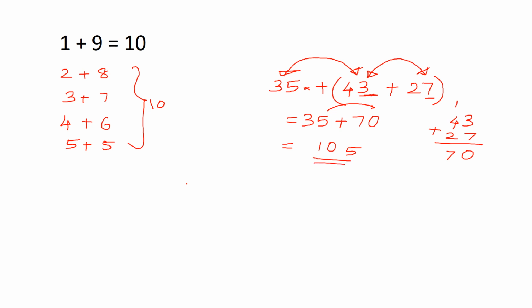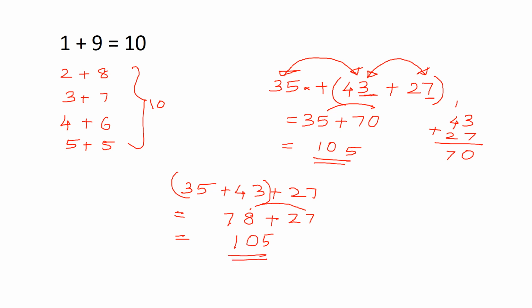If you are doing it the other way, 35 plus 43 plus 27, you see children, 5 plus 3 you will get 8. 3 plus 4, 7 plus 27. Then addition again it is 2 digit. You have to add 8 plus 7, 15. Then 1 plus 7, 8. 8 plus 2. Okay. So which one is easier?